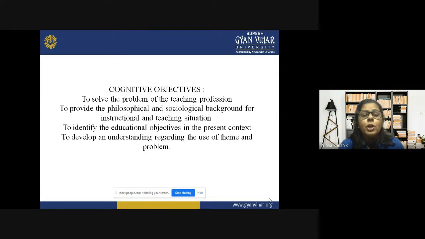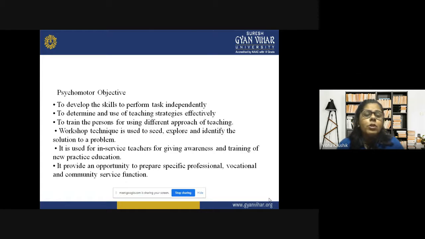The third one is to identify the educational objectives in the present context. We will be able to find out the specific educational objectives for the present context. The fourth one is to develop an understanding regarding the use of theme and problem. It will develop the participants' understanding regarding the use of the theme and the problem which we are discussing in the workshop. Now, psychomotor objective.